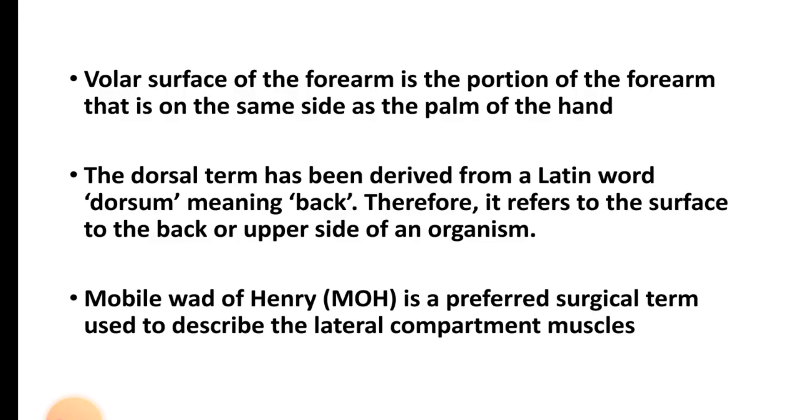So volar surface of the forearm is the portion of the arm that is on the same side as the palm of the hand. And the dorsal term has been derived from a Latin word, dorsum, meaning back. Therefore, it refers to the surface to the back or upper side of the organism. Mobile one of Henry, MOH, is the preferred surgical term used to describe the lateral compartment muscles.